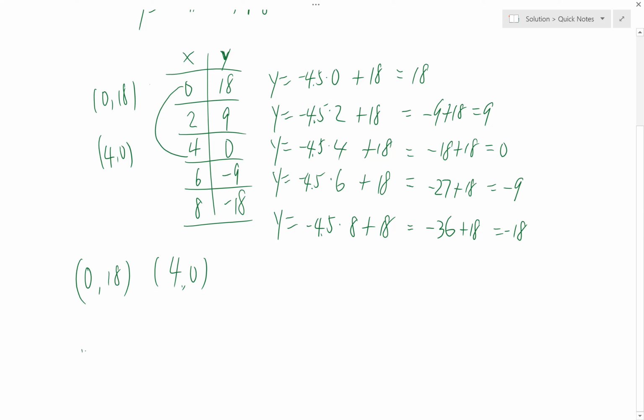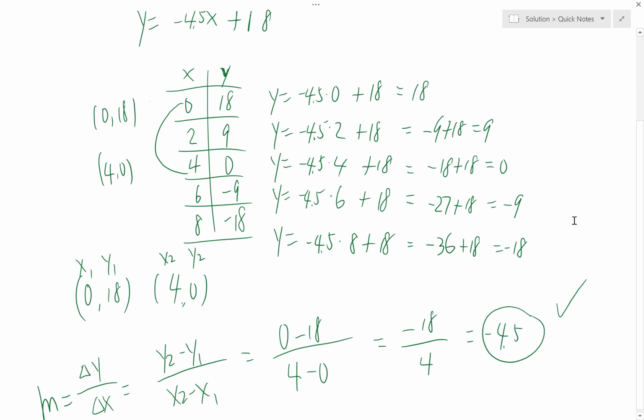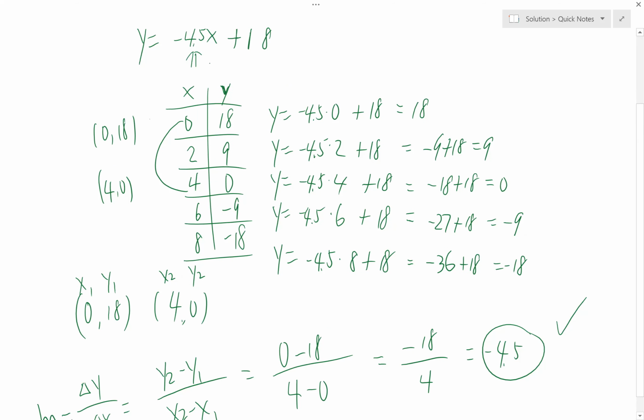So the rate of change, delta y over delta x, basically it's y2 minus y1 over x2 minus x1. This is exactly the concept of slope. And we get 0 minus 18 over 4 minus 0. So that's negative 18 over 4. And that turned out to be negative 4.5. This should match with the slope from the original equation. And if you have the same result, that means you have the right answer.